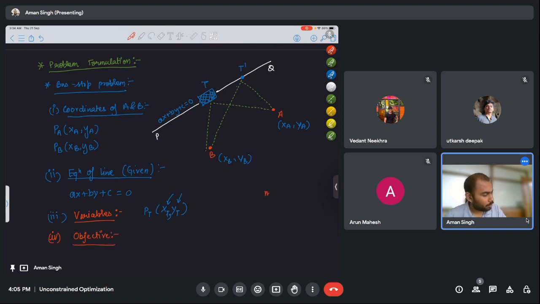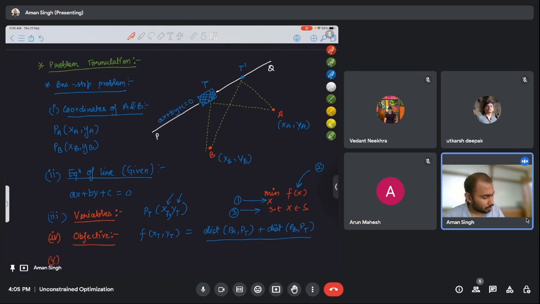Remember, we want to find three things: constraints, variables, and objective function. These three things. So objective function is distance should be minimum. Distance from PA to PT should be minimum. Yeah, minimize this.